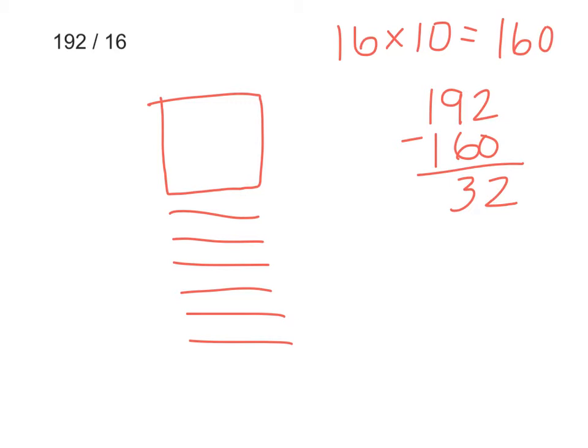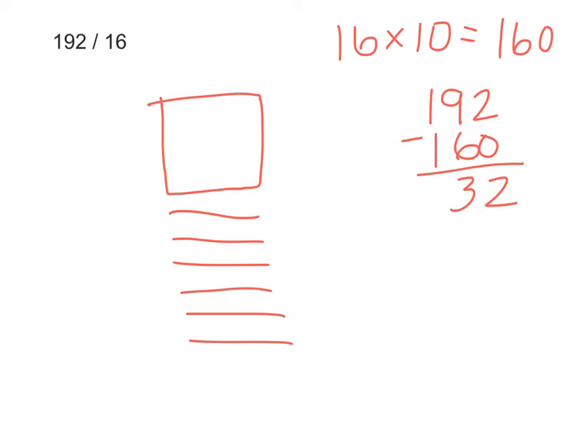Kind of imagine I have 192 cookies. I'm sharing them with 16 people. My 16 people right here. I've given each of them 10 cookies. I have 32 left. That means I could give each of them 2 more. So that's what I'm going to do, is give each of them 2 more.